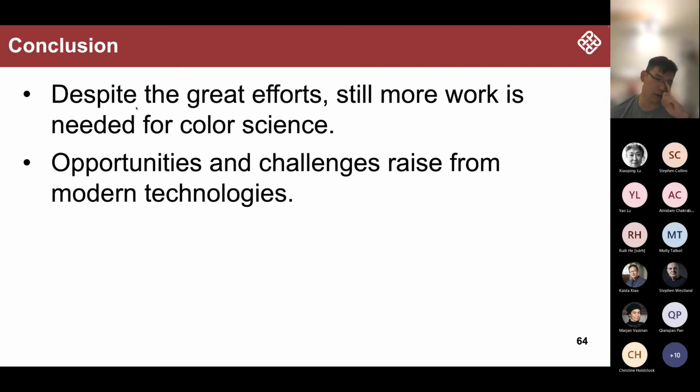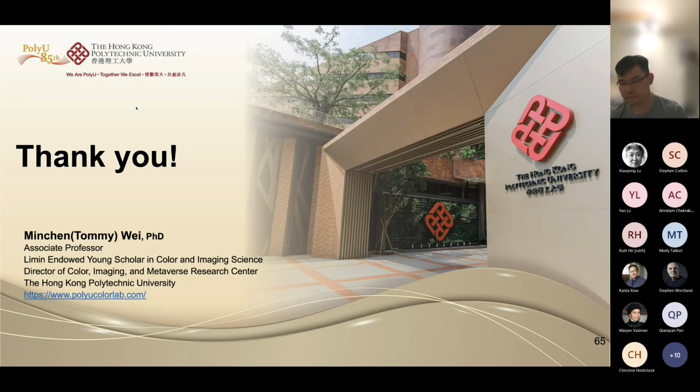Now, to conclude my talk, we color scientists have made a lot of great efforts, and we are doing a great job to help the industry solve problems. But because we have new technologies, we need more work for color science, for color appearance models, for uniform color space, and also for the fundamental color matching functions. With these modern technologies, we have these challenges, but we also have more and more good opportunities to have better cross-media color reproduction and provide better user experience. Okay, I think that's all I want to present today. All right, thank you.